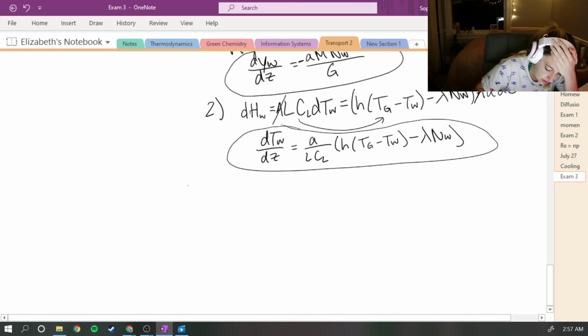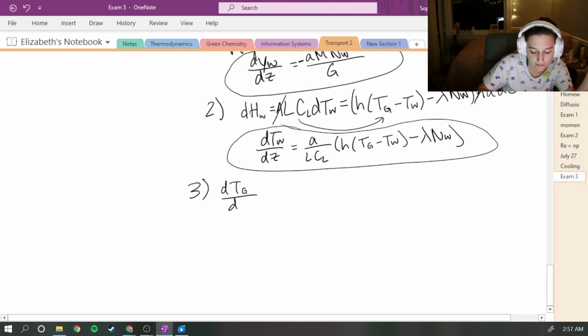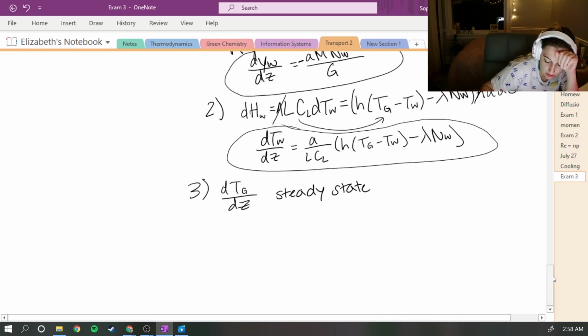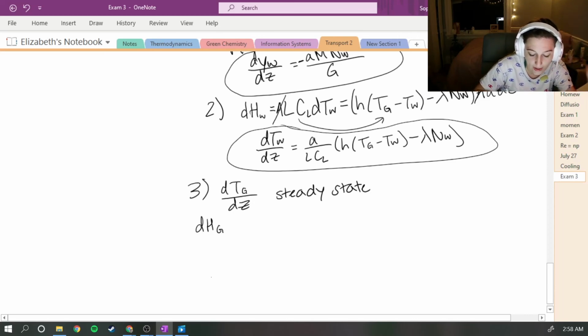Alright, so for our last equation, we are looking for the change in temperature of the gas along the position in the cooling tower. To do this, we can remember that this is steady state. So the enthalpy of the gas is going to equal the enthalpy of the water, and we did the enthalpy of water for the second equation here. So we can do the change in enthalpy of the gas and equate it to the enthalpy of the water from the second part, and then solve for the change in temperature of the gas throughout the cooling tower.